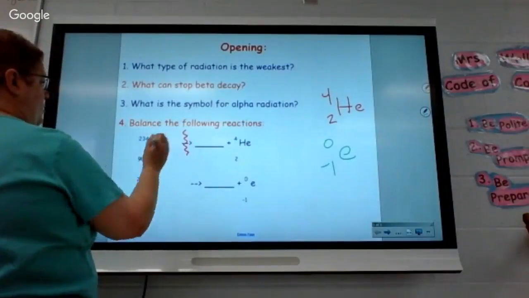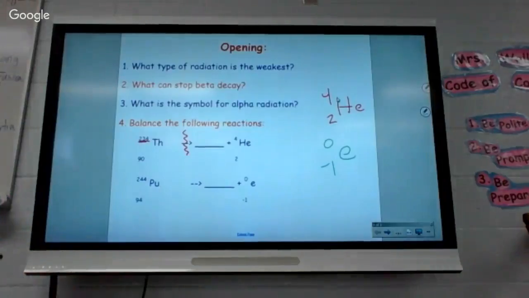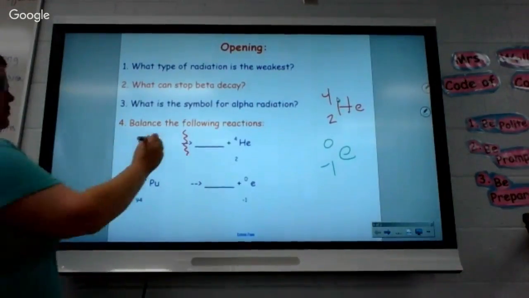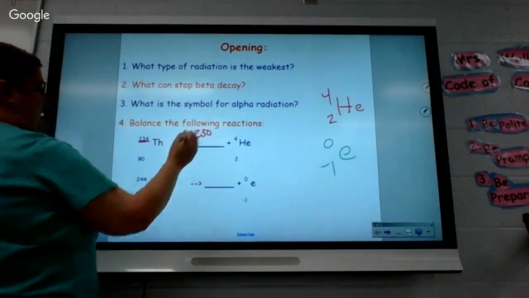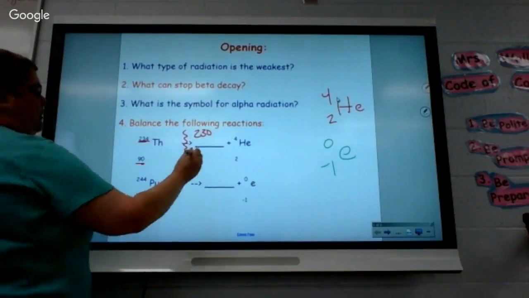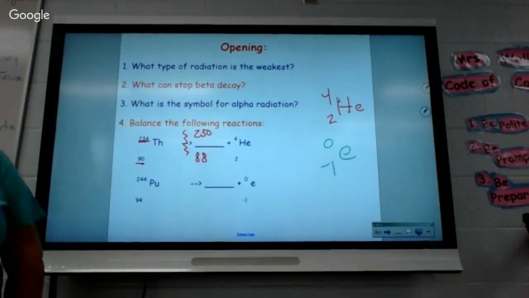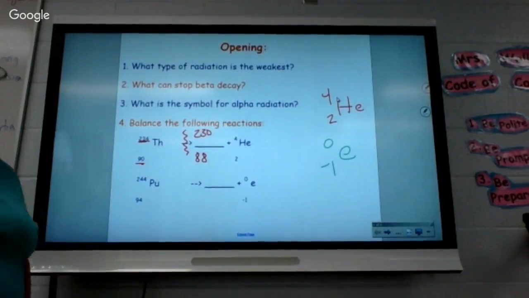Remember this is 234 here, so this plus this has to equal 234 on that side also. 230. So 230, and I have 90 here, so what plus 2 will give me 90? All right, so what element do I have? What do I look up, the 230 or the 88? So what up there has 88? Radium.